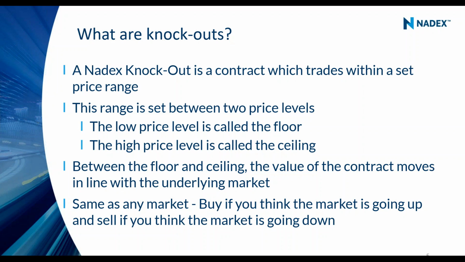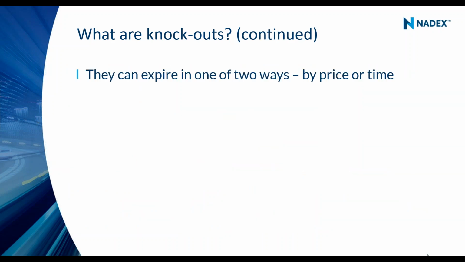Because of that, it's as simple as if you think the price of something is going to go higher, you buy it. And if you think it's going to go lower, you can sell it. Now, I know that might not make sense to some folks. They're like, how can I sell something that I don't own? Really, what you're trading is price action. So with a Nadex knockout, you can sell it if you think the price is going lower, and if you think the price is going higher, you buy it.